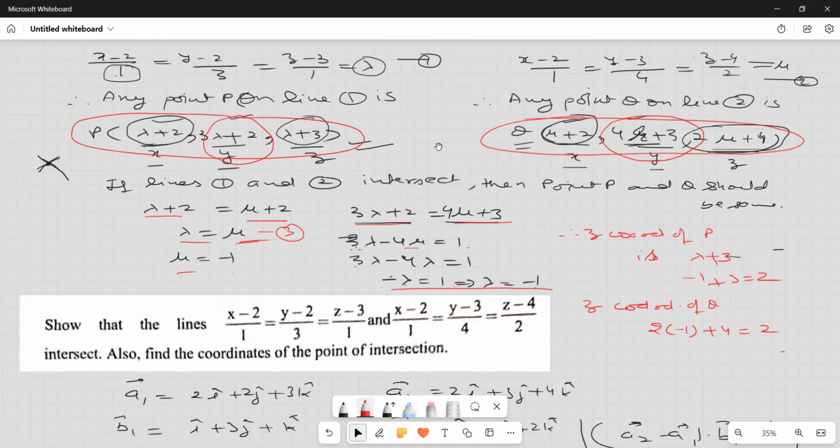So these are the important questions of exemplar, which are most of the time boards expected.